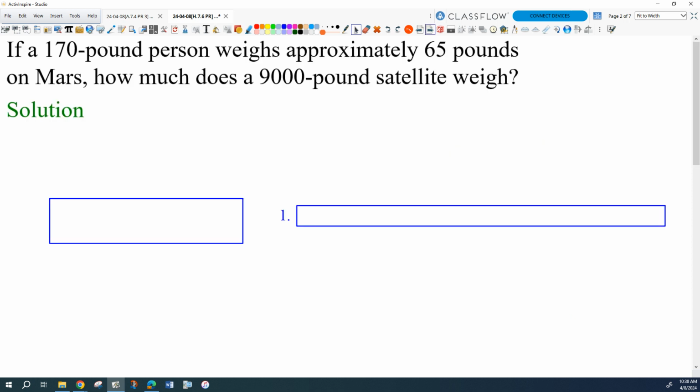All right, how about something like this? If a 170-pound person weighs approximately 65 pounds on Mars, how much does a 9,000-pound satellite weigh on Mars? How could we set that up? And again, don't have an expectation that you're going to come out of here with a recipe for solving every possible application that involves rational expressions. That's not the point. The point is just to practice finding ways to deal with this. What do you think? Wouldn't it be 65 over 170 times 9,000? Okay, yeah, so we could set up a ratio, couldn't we? Right?